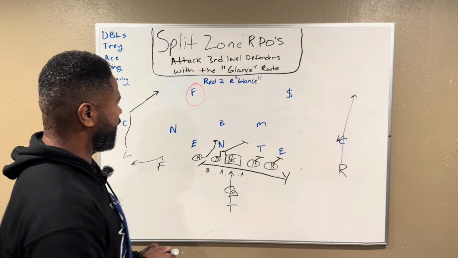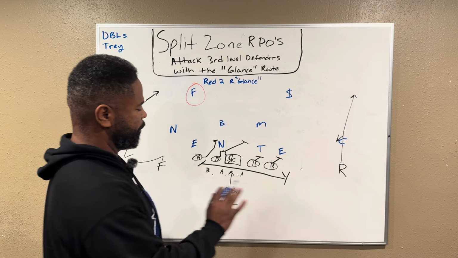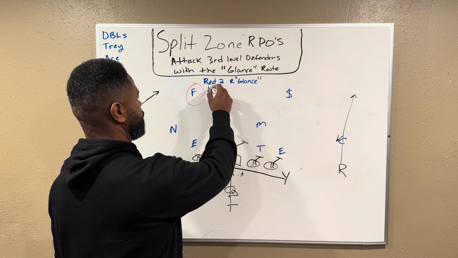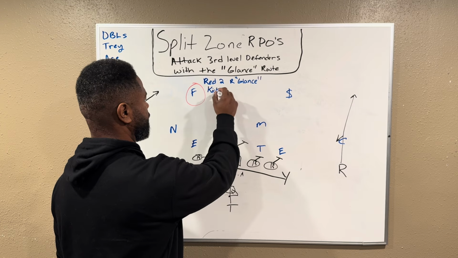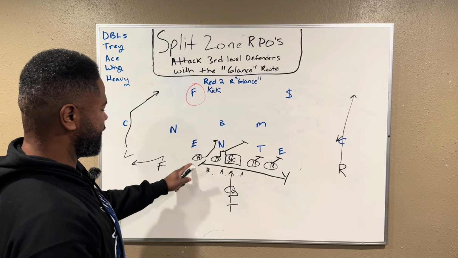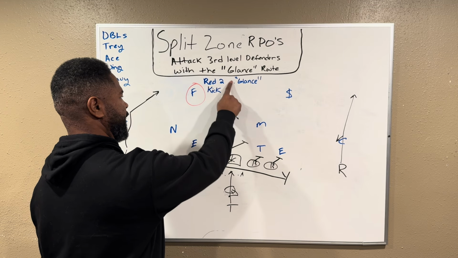Okay, so the play. Red 2 is inside zone to the right, 2's to the right, 1's to the left. This is red 2 kick. Kick means we're running split zone with the Y coming back to kick out the backside end. R glance or L glance. In this case, it's an L glance.